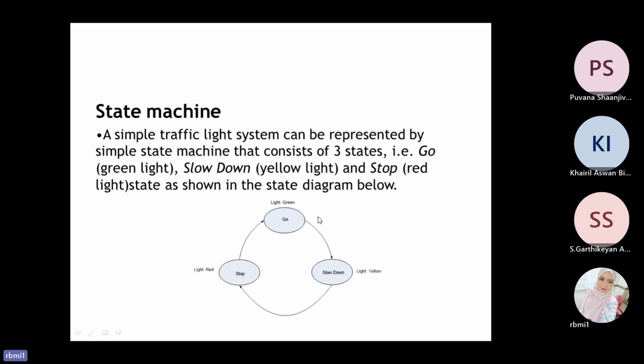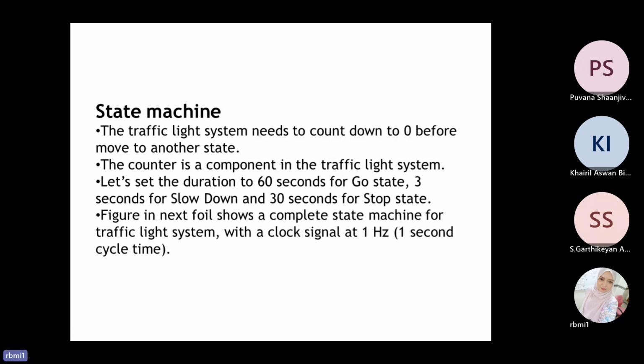Let's say we set the timer to 60 seconds, for example. Once it is expired, we go to the next state, and it will keep repeating for this state machine. The traffic light system needs to count down to 0 before moving to another state. The counter is a component in the traffic light system. For example, we set 60 seconds for the first one, and the same goes for the others. This is the system of a simple traffic light.